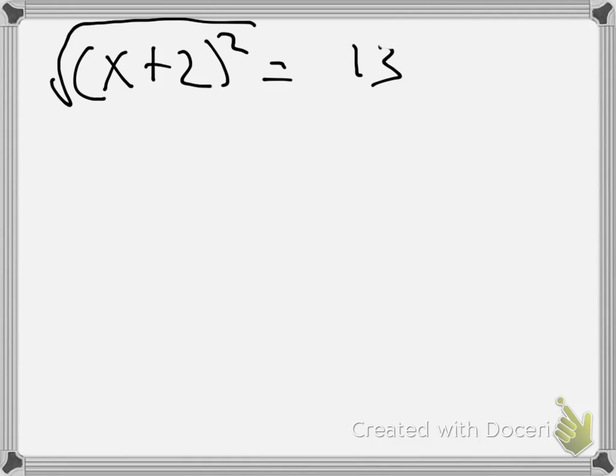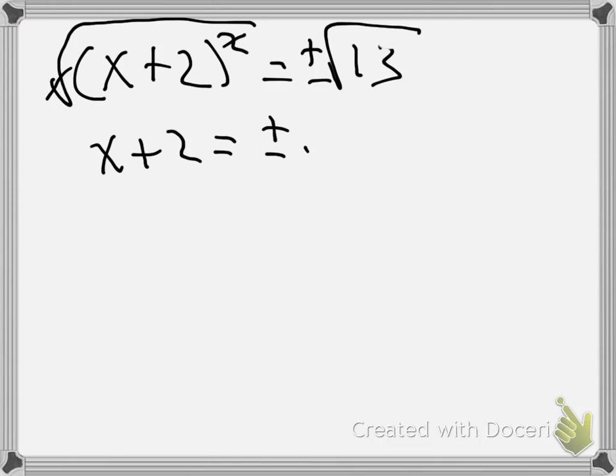Square root that 13. Whenever we square root a constant like 13, we have to include the positive and the negative version of that number. So let's see what happens. The square root and the square cancel. We're left with x plus 2 equals the positive and negative versions of the square root of 13. And now, perfect, that's linear. All we have to do is subtract 2 on both sides.